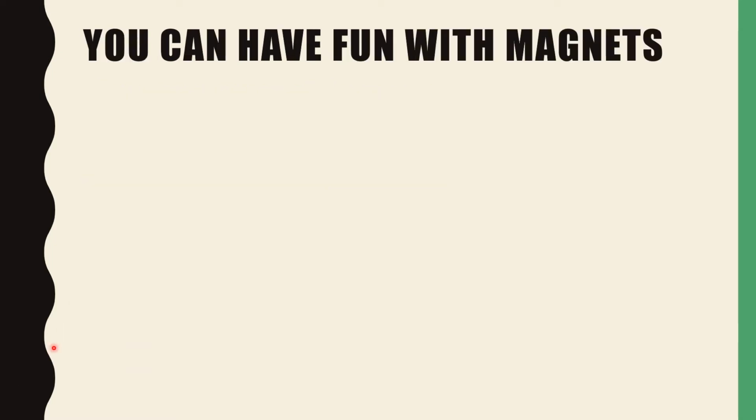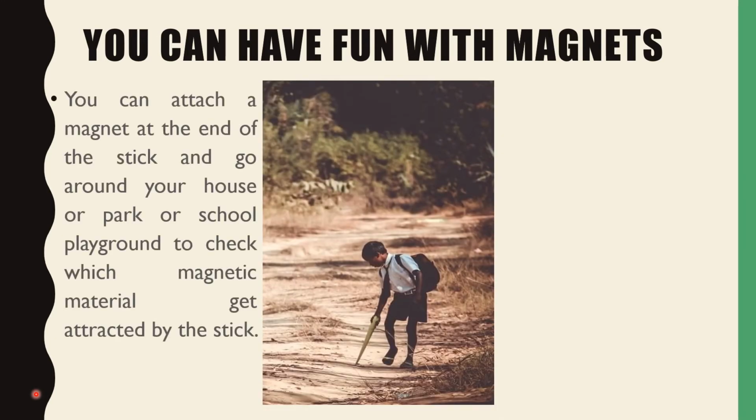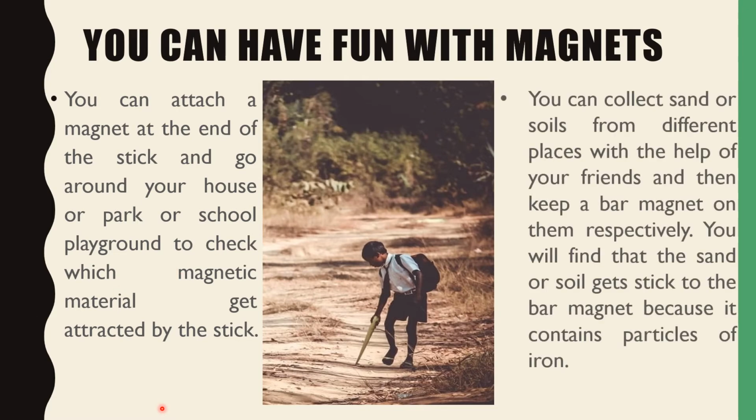You can have some fun with magnets. You can take a wooden stick, and attach a small magnet at its end, and you can go around your house or park or school playground to check which materials get attracted. The material which will get attracted to the magnet is actually the magnetic material, and there are some materials which will not get attracted to your magnetic stick. So this way you can have some fun with the magnet. You can play with it to see which material is magnetic material and which one is not.